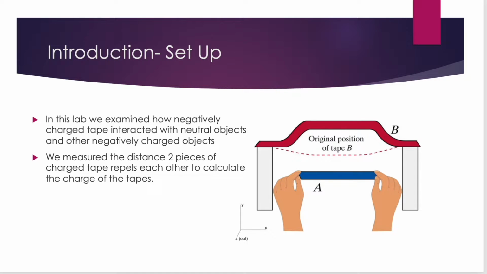First, we examined how this charged tape interacted with neutral objects, and in this we saw that it would always attract the neutral object. Afterward, we examined how the charged tape interacted with a known negatively charged pen. The two repelled each other, and this is how we know the tape are negatively charged. Afterward, to calculate the charge of the tapes, we measured the distance two tapes would repel each other when brought close.